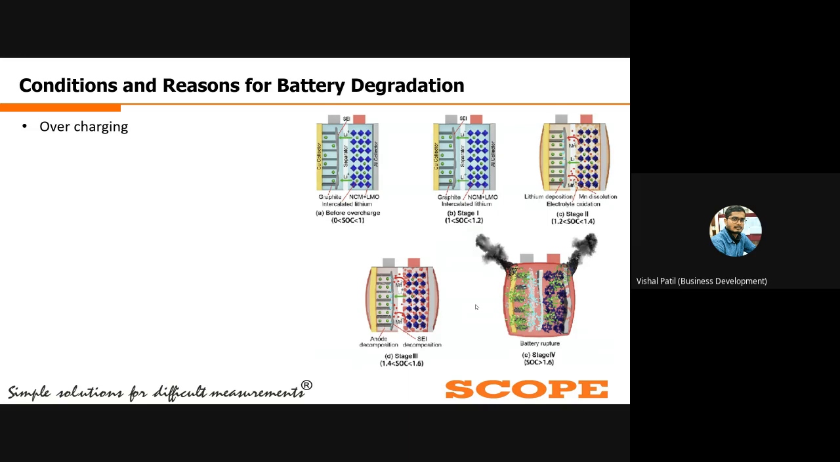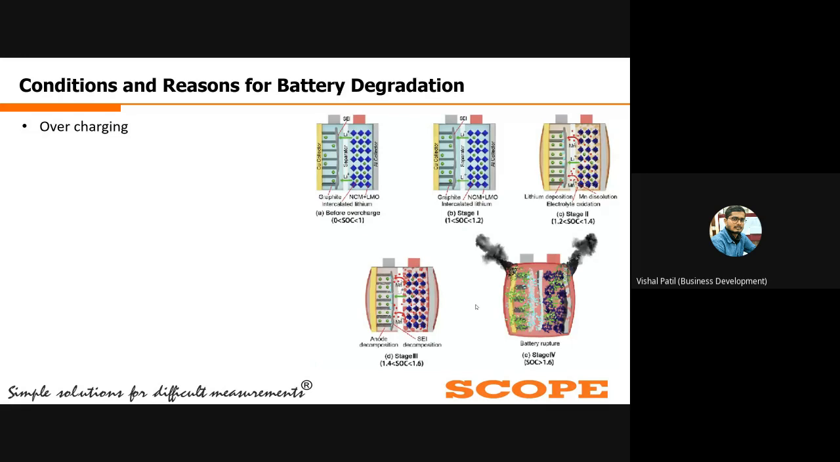Now we will see what are the different conditions and reasons for the battery degradation. Generally, due to overcharging, what will happen? The state of charge will increase beyond 120 or 140%. And what do you mean by state of charge? It is nothing but the cell voltage or battery bank voltage. So due to the overcharging, the cell voltage will go beyond its limits, and due to this increase in cell voltage, what will happen?